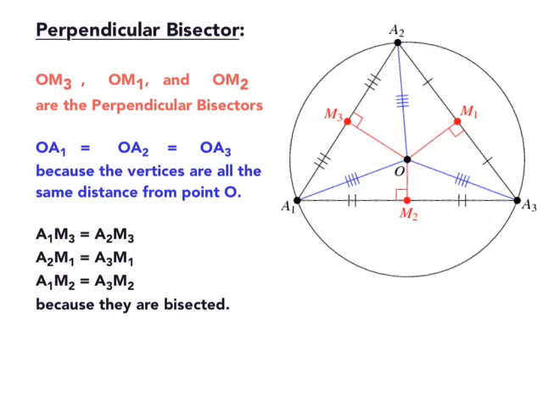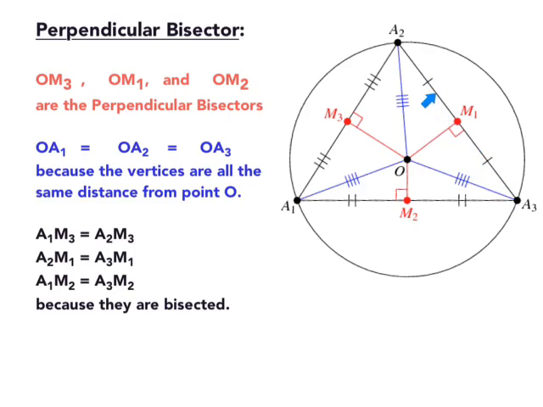Now let's put the vocabulary together. A perpendicular bisector, the red lines are your perpendicular bisectors. So let's take a look at that. OM3 is a perpendicular bisector since it's forming that 90-degree angle and it's cutting this segment A1, A2 in half. The second perpendicular bisector would be from O to M1. Again, it's forming that 90-degree angle and it's cutting this segment A2, A3 in half.